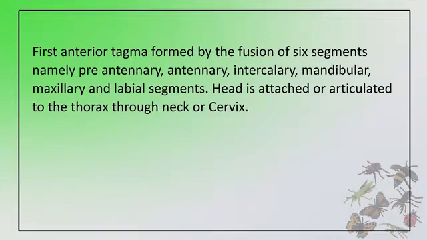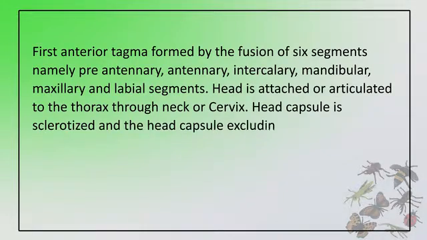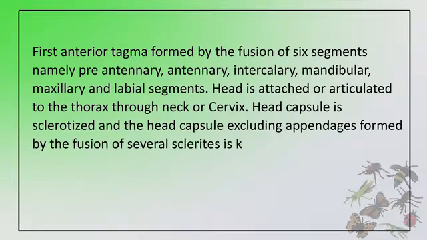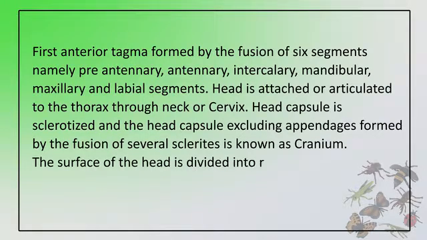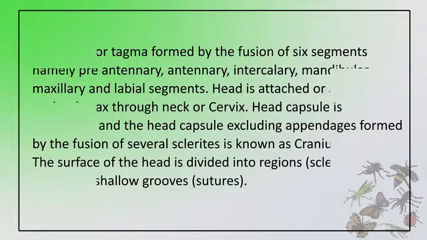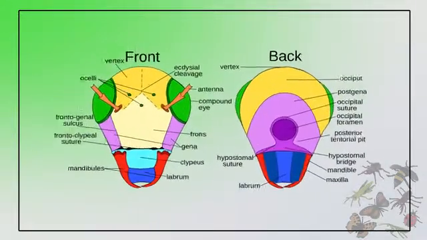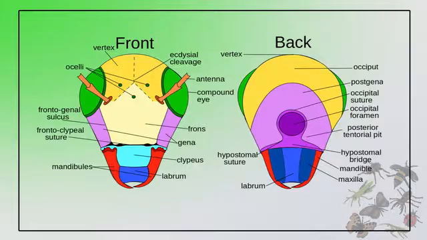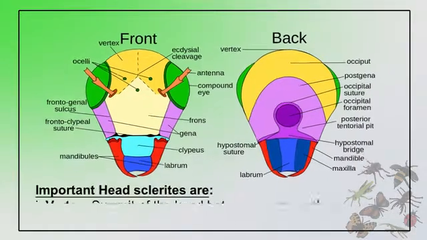These are labral, antennal, intercalary, mandibular, maxillary and labial. The insect head bears some sutures and some sclerites. Actually, sclerites are the small plates of chitinous exoskeleton. As you see in the figure, there are different colors which denote different sclerite regions.